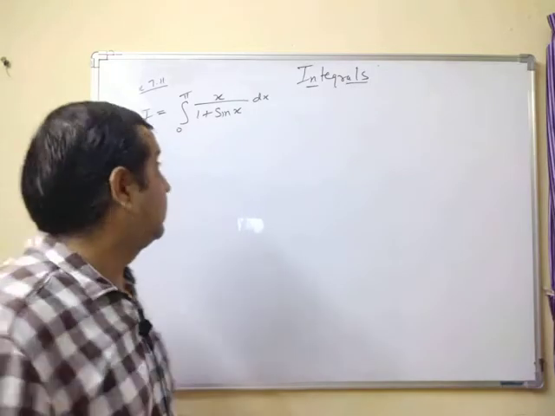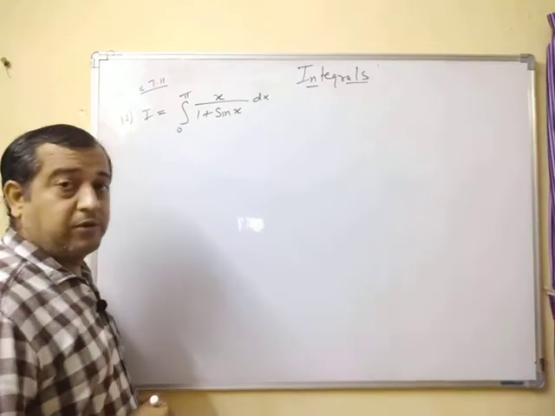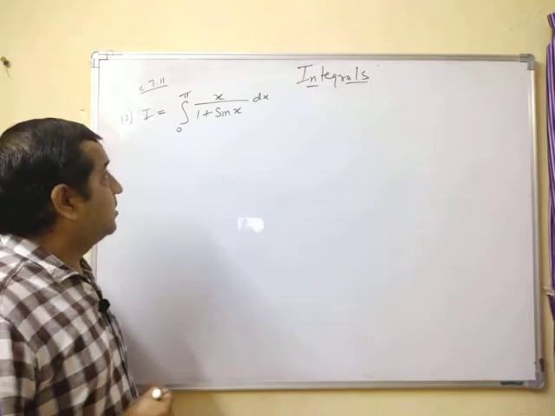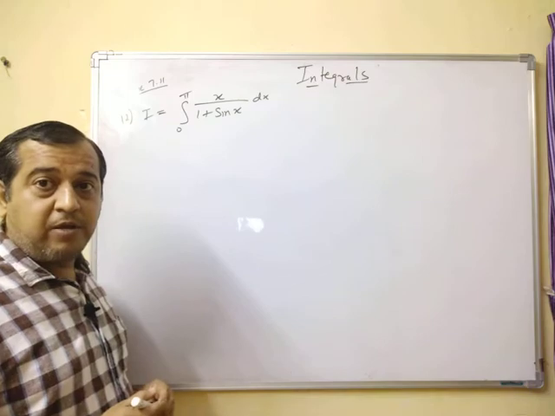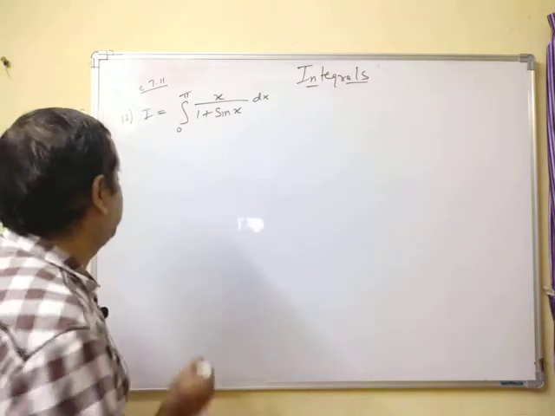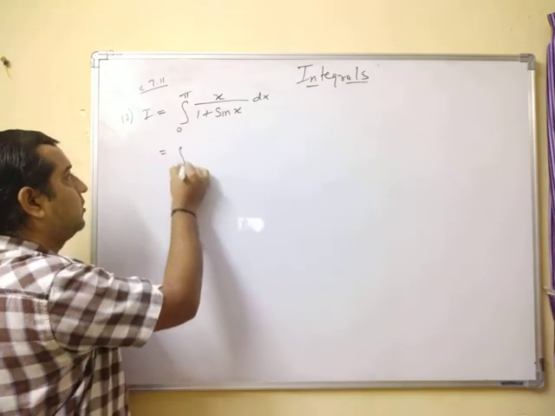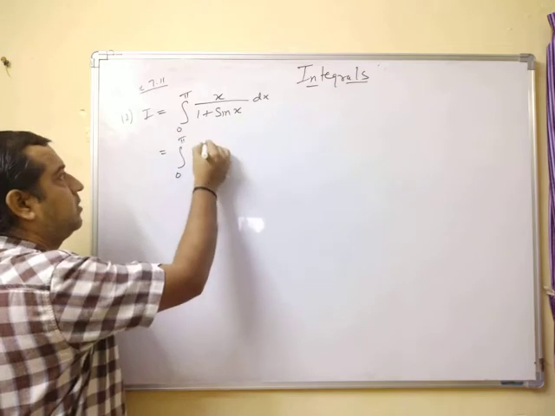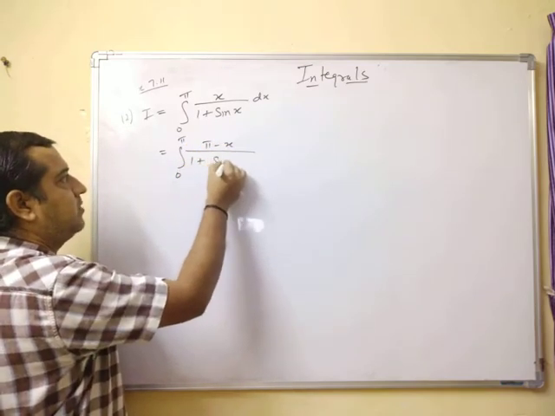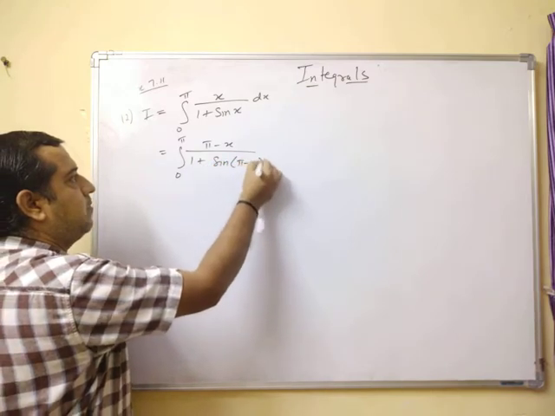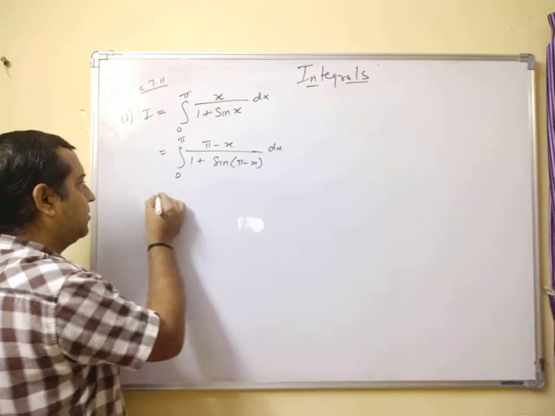Proceeding further, we come to question number 12 of exercise 7.11. Integral from 0 to pi x upon 1 plus sin x dx. Now here also we will apply property P4. This is equal to integral from 0 to pi, instead of x, you get pi minus x upon 1 plus sine of pi minus x dx.